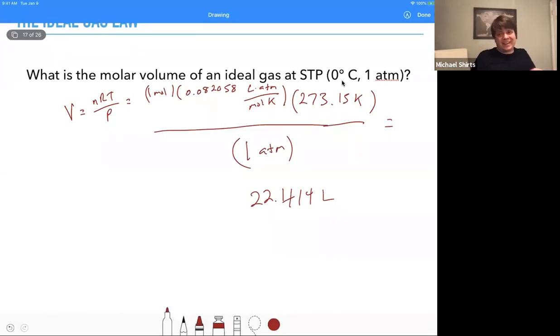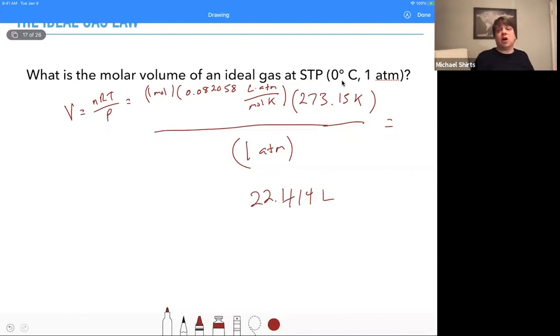So a mole of ideal gas, remember, since water is 1 gram per milliliter and a mole of water is 18.02 grams, that's about 18 milliliters of water. You boil that, and that will take up about 7 gallon jugs.